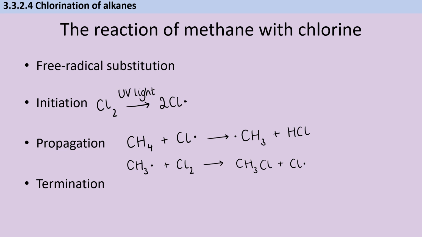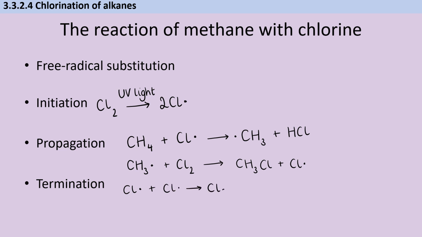So finally we've got termination, and termination is the end of the reaction. So basically it's going to happen when two different free radicals join together to make a neutral molecule where all of the electrons are paired. So we've got two different free radicals in this reaction so far. We've got the chlorine free radical and we've got the methyl free radical, and they can join up in any pair in order to terminate the reaction.